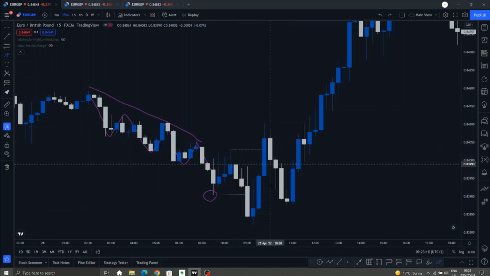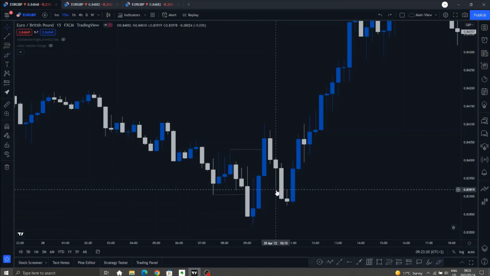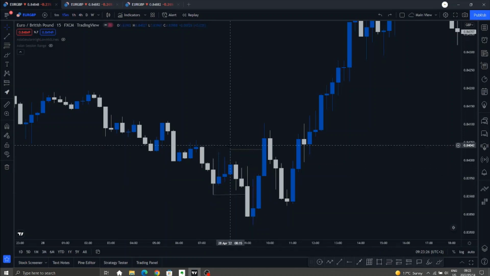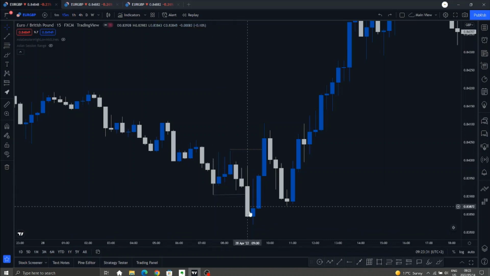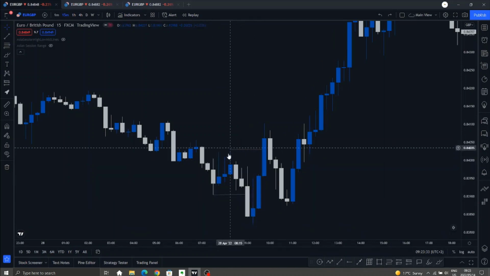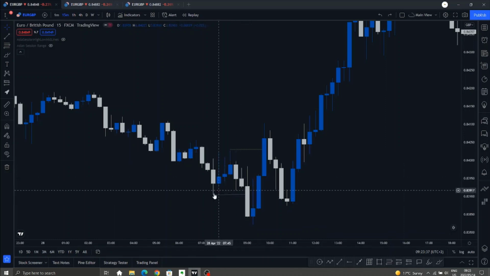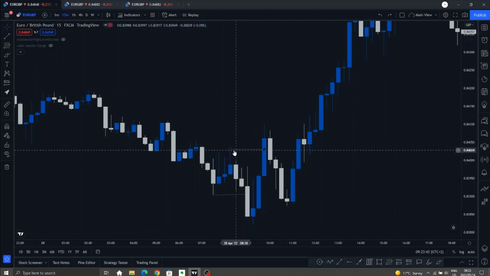Does that make sense? So essentially, in order to confirm your change of character, you're looking at the last lower low and you're looking at the last lower high. You want to see the last lower low taken, and then immediately after you want to see the last lower high taken. So this is the highest point that broke this level, and then as soon as that has occurred, you want to see this level taken.